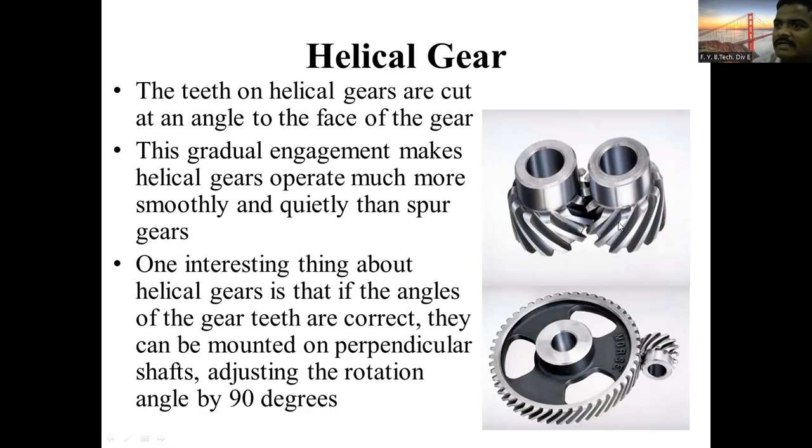Main advantage is that it will be useful for transmitting the larger amount of power, and here you can find there is a line contact. Sorry, point contact, not line contact. Line contact is observed in the spur gear, and in this helical gear there is a point contact.